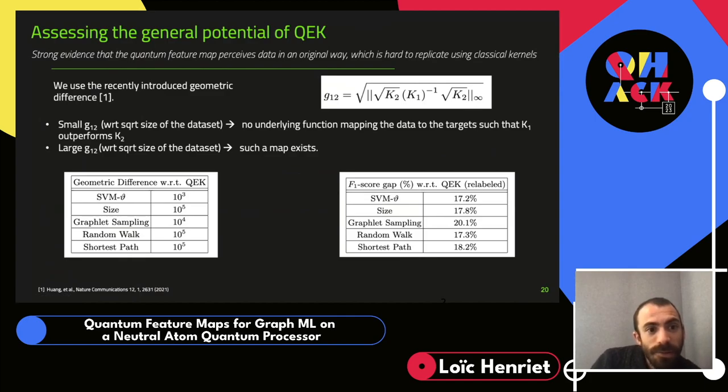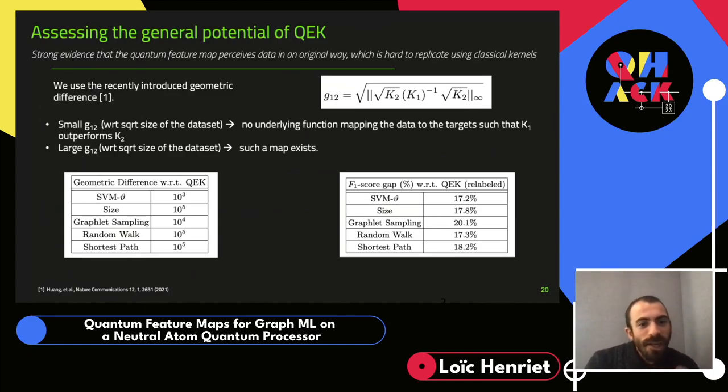So I'm showing here the tables illustrating that. To summarize this part, we observed a large geometric difference between the quantum evolution kernel and other classical kernels. And artificially relabeling the targets of the data enabled us to create artificially a large gap between the quantum evolution kernel and the other classical kernels. But this is relatively artificial. So it remains a completely open question to characterize what kinds of data sets offer naturally a structure that can be better exploited by a quantum model without having to do this relabeling.